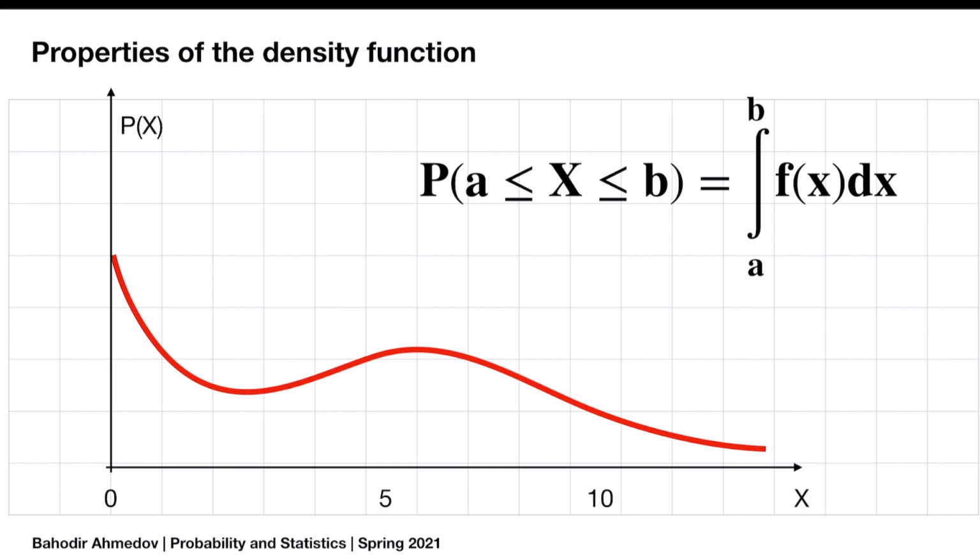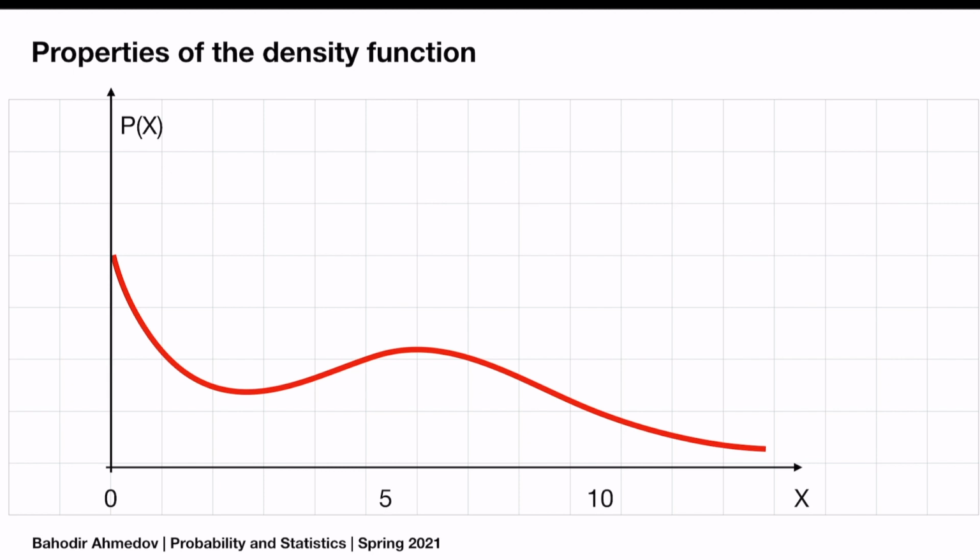Total probability. In the mass function, what is the sum of all of the probabilities? 1, right? The same is true here. The probability that your random variable x is between minus infinity and plus infinity should be equal to 1. So the total area under your density curve should be equal to 1, so that it is going to be a proper density function.